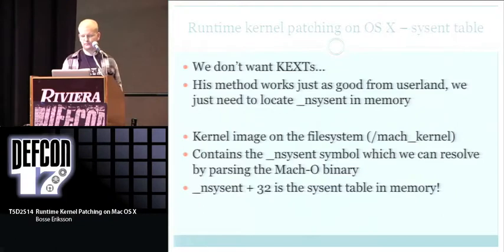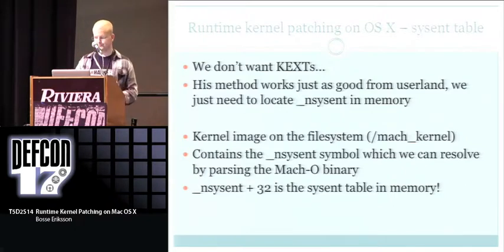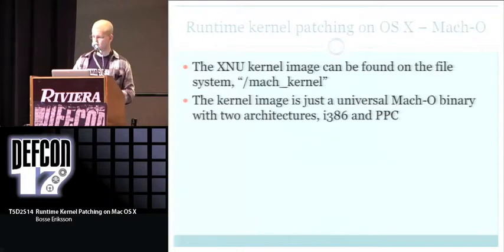So to do this from userland, we just need to locate nsysent in memory. On OS X, the kernel image is on the file system, called mach_kernel in /, and it contains the nsysent symbol, which can be resolved by parsing the Mach-O binary. You take that symbol plus 32, and there you have it, the sysentry table. So you don't need a kernel extension to do this. And as I said, I was thinking about doing some Mach-O parsing here, but we don't have time, so I'm going to skip it.